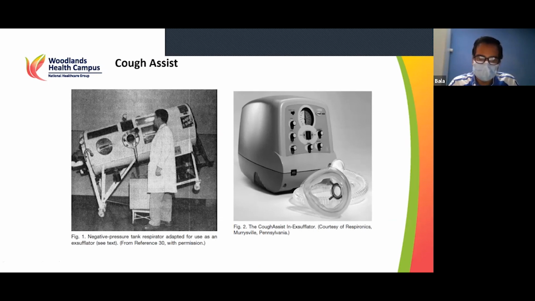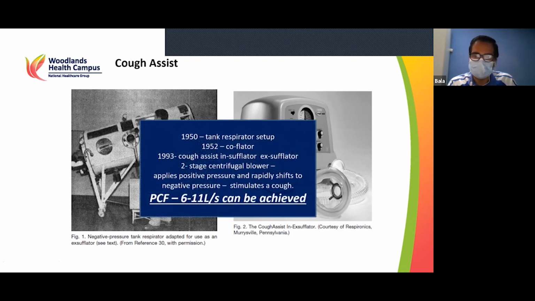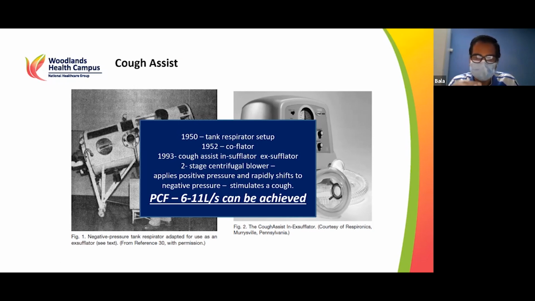It was first discovered in 1950 from the tank respirator setup. So this is used during polio also to create negative pressure. That's where this cough assist concept was discovered. In 1952, they created a coughflator. The F is missing here, typo. And then it just disappeared from the market because we had positive pressure ventilation, and tracheostomy was discovered around that time. Somehow people didn't need any device to take out the secretions.